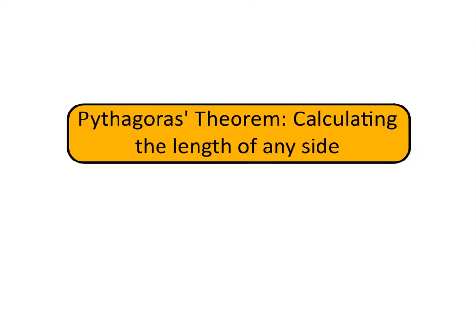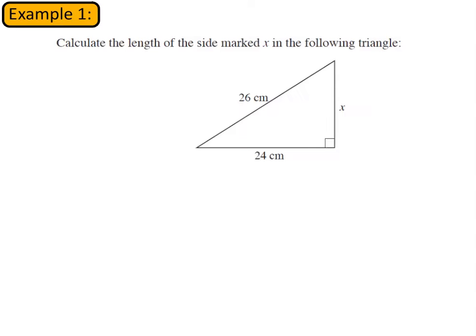So in this video we're going to look at calculating the length of any side using Pythagoras' theorem. So we're used to finding the hypotenuse, the diagonal, and that's what we did in the previous video. But in these examples we're going to look at finding one of those perpendicular sides, either A or B. So let's just start off by making sure in this example we know what's what.